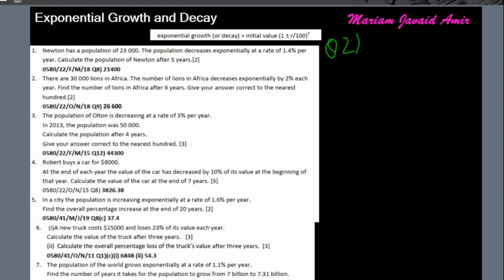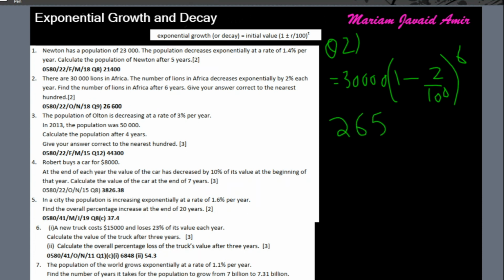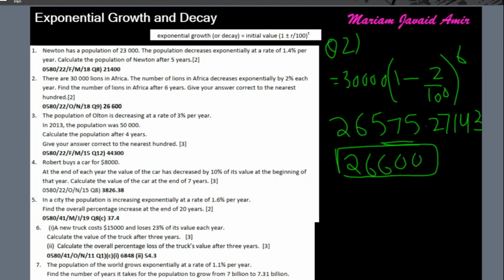Again it's a question on exponential decay. The initial value is 30,000, times 1 minus rate, 2 over 100, to the power of time, 6 years. Enter this in your calculators and you will get 26575.27143. Round off to the nearest 100, so the nearest 100 will be 26600. 26600 is the answer for question 2.